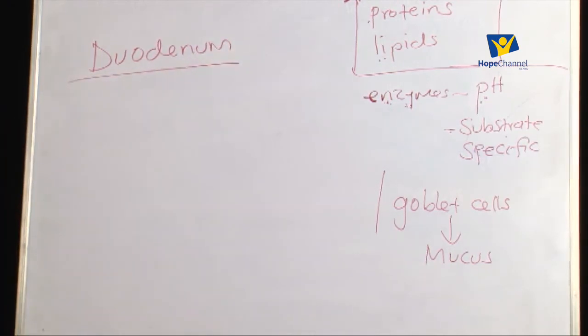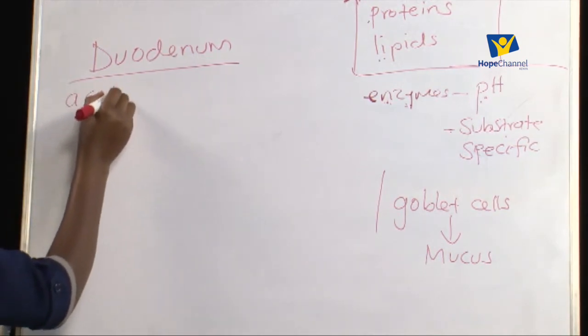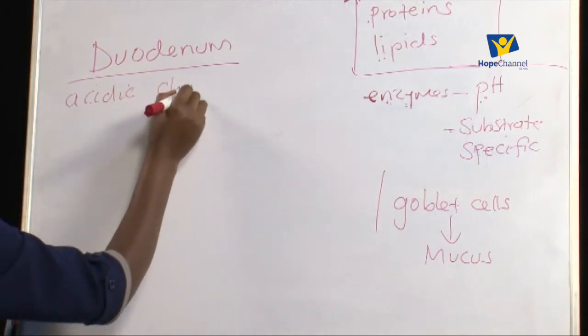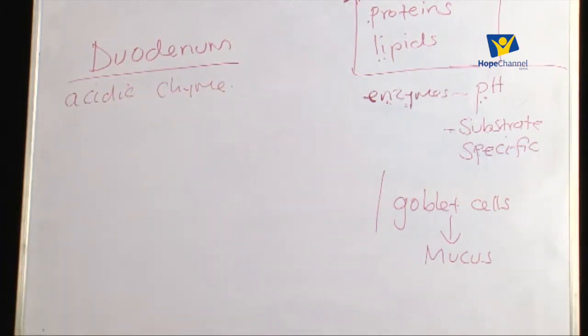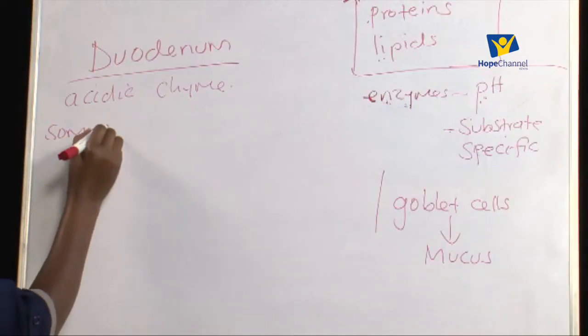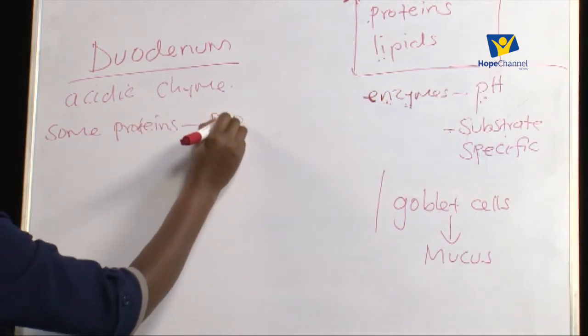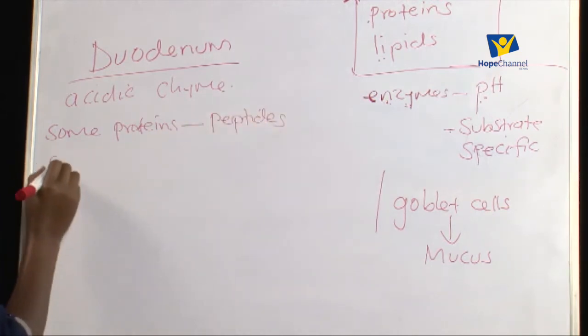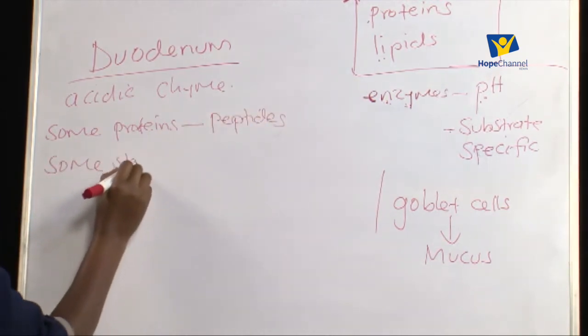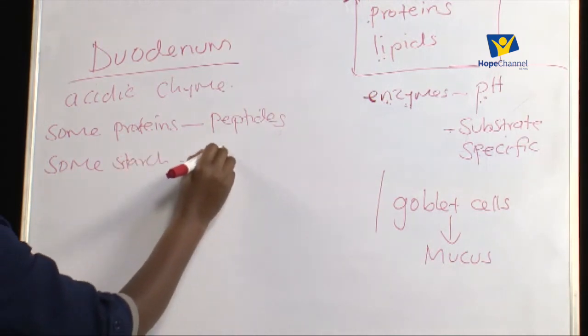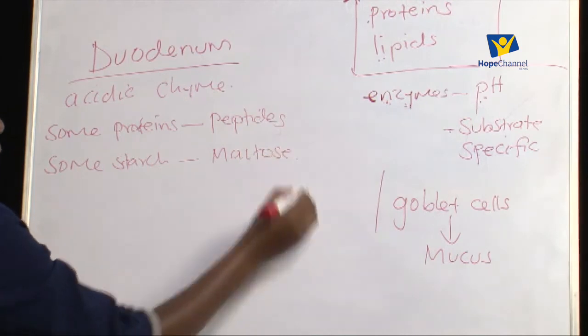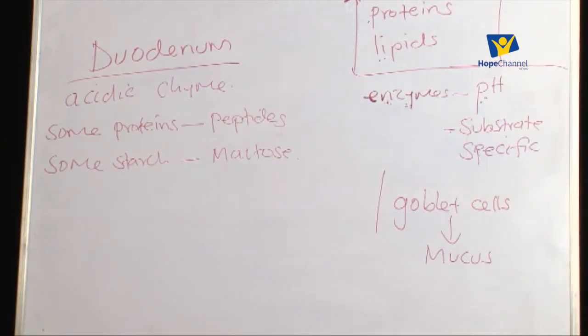Now, what is getting into the duodenum? We have the acidic chyme. So far, what have we digested? What have we broken down? Some proteins were broken down to peptides. Some starch in the mouth was broken down to maltose. And of course, we've not digested the lipids so far.